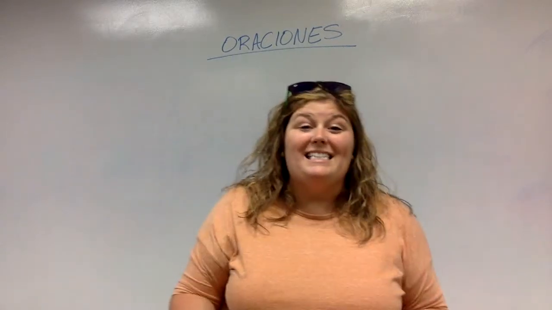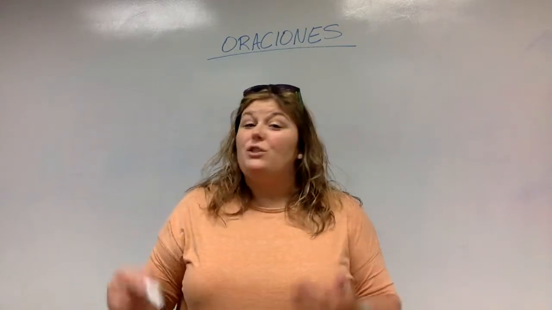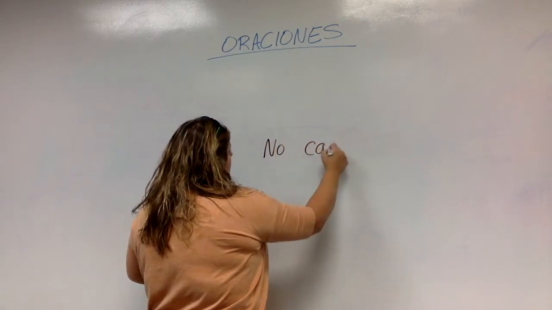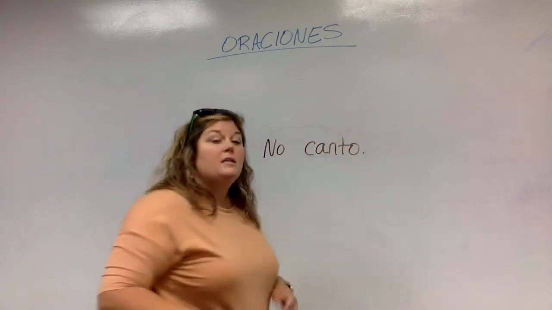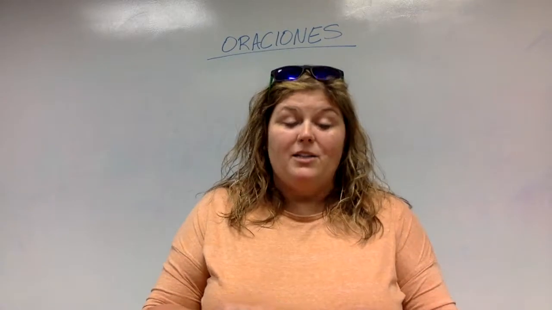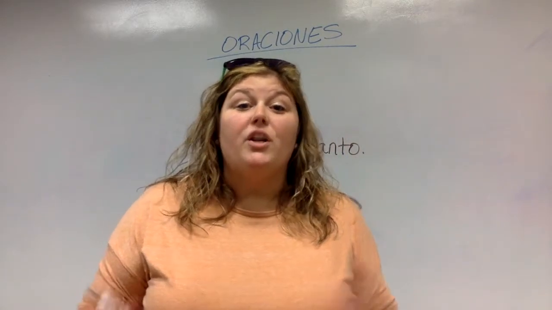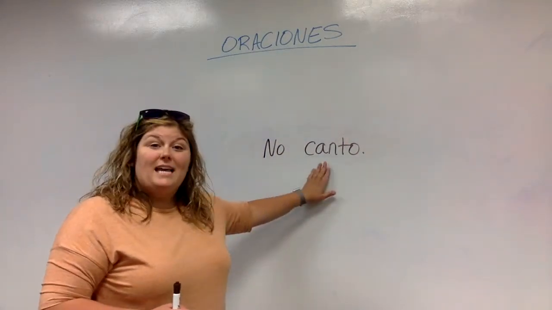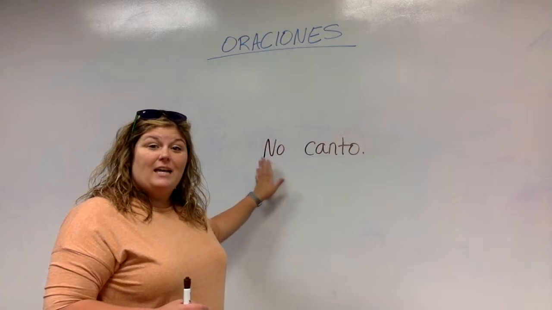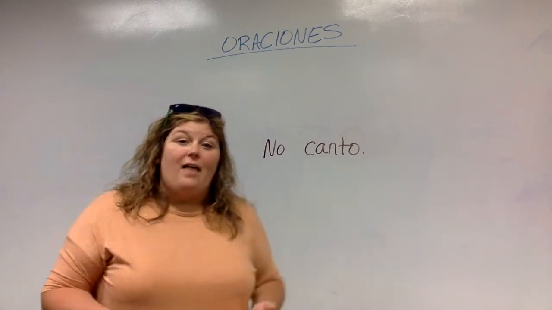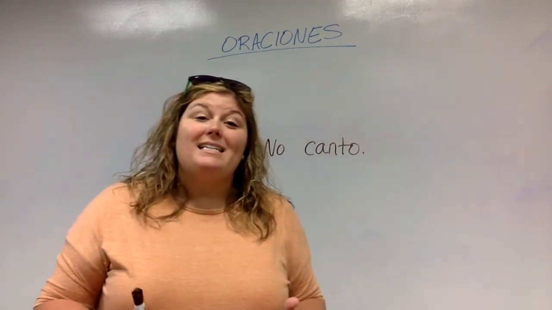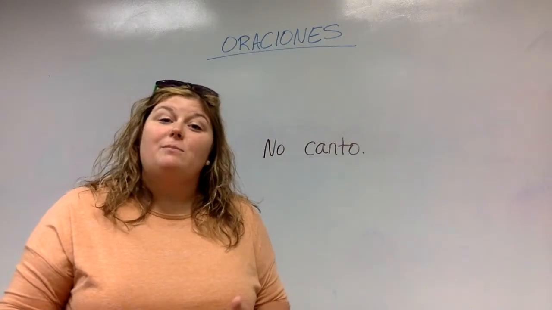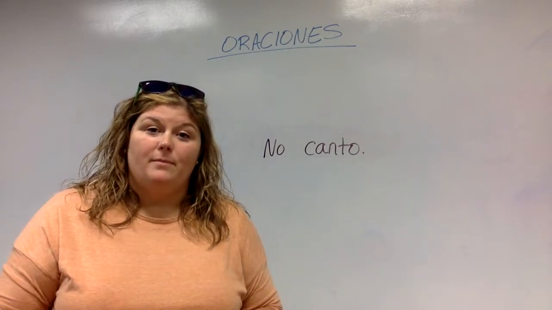All right, now, what if I want to make a sentence negative? For example, I don't sing. To make a sentence negative in Spanish, all you have to do is put the word no directly in front of the verb. So instead of saying I sing, I would say I don't sing. No canto. So again, the rule is in Spanish, if you want to make a sentence negative, saying that you or someone doesn't do something, just put the word no in front of the verb. Bien.